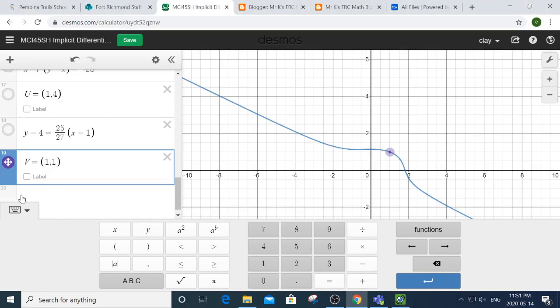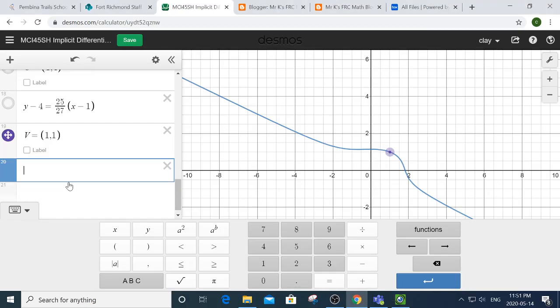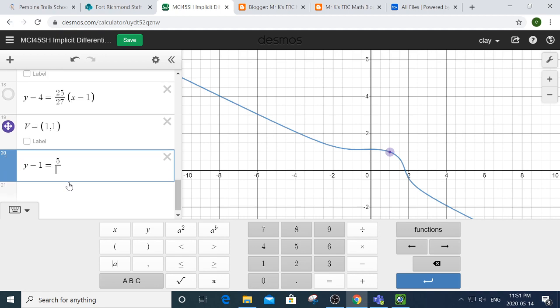I don't have this one typed in, so I'll just type it in really quick here. I'll just say y minus 1 equals 5 over 13 times x minus 1. And, oh, hang on, I forgot the negative. There we go. That looks pretty good. Looks like it's a tangent. Now, I kind of got lucky that this thing goes through (1, 1).